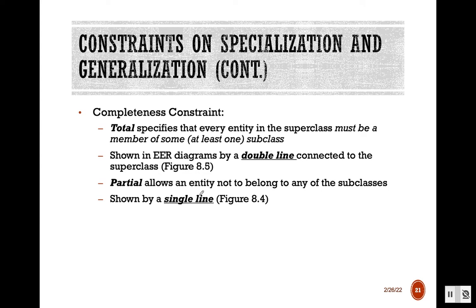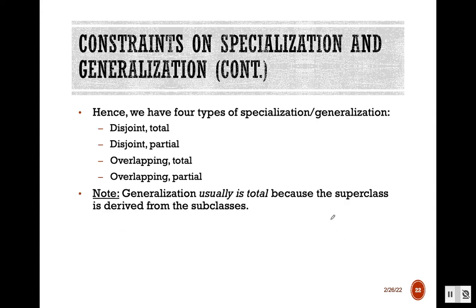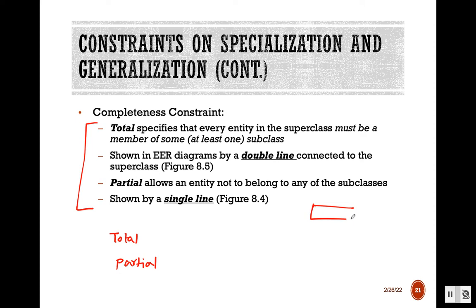Now another type of constraint is the completeness constraint. In the completeness constraint there are two options. The generalization or specialization can be total or partial. Total specifies that every entity in the superclass must be a member of some subclass. So if I have a list of subclasses and a superclass, total specifies that every entity in the superclass must be a part of some subclass. All right, so let's see, I have employee.